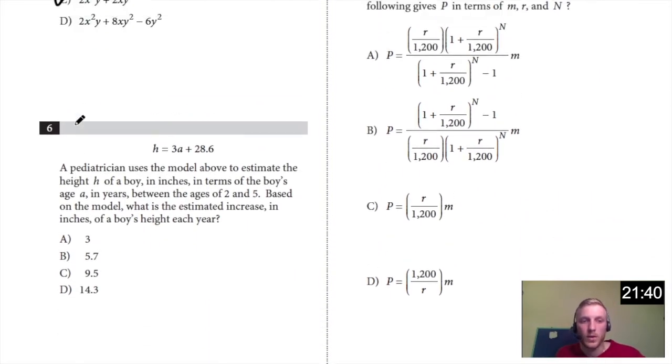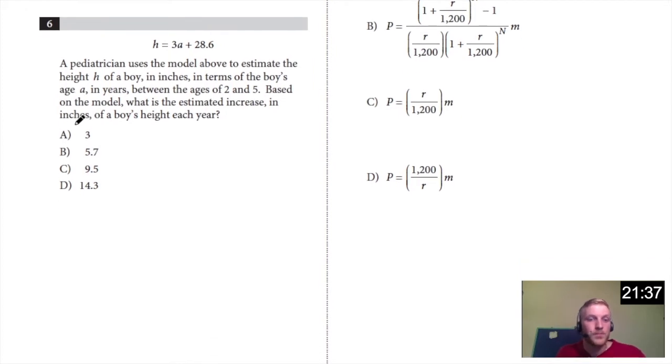Good. Next question. Question 6. So h equals 3a plus 28.6, okay? So our equation, a pediatrician uses the model above to estimate the height h of a boy in inches, in terms of the boy's age a in years between the ages of 2 and 5.